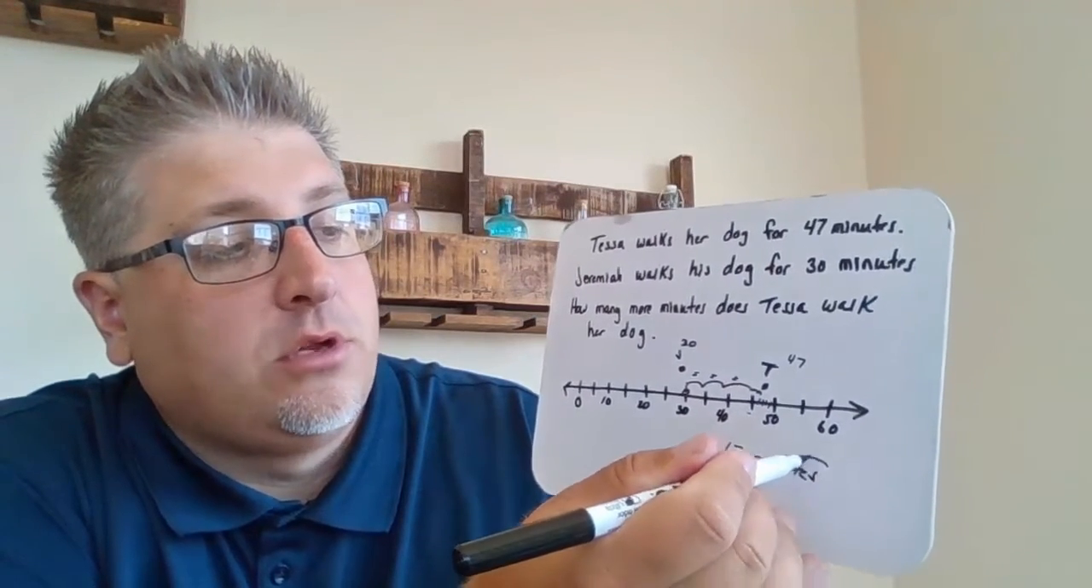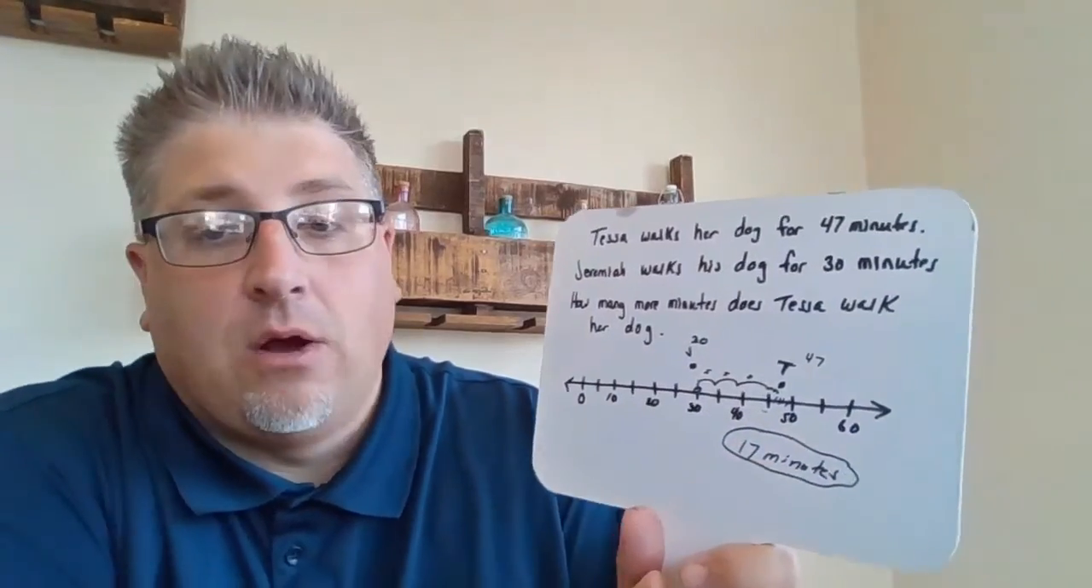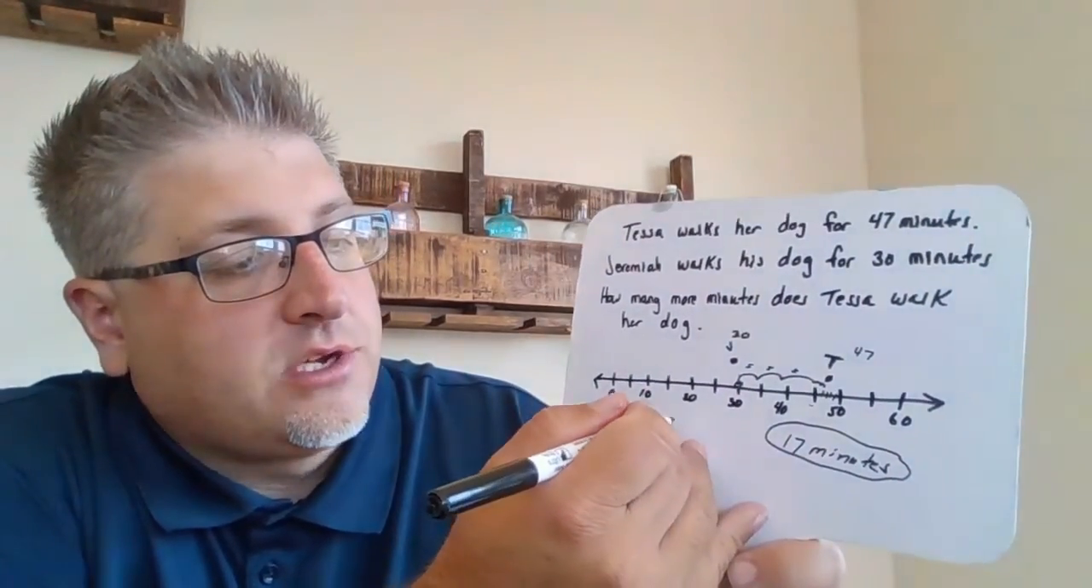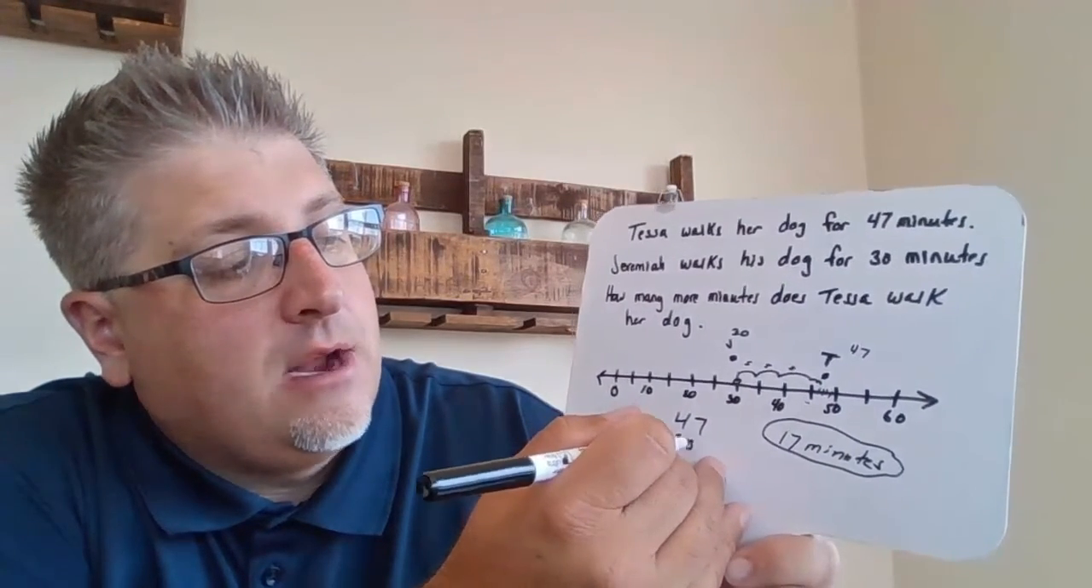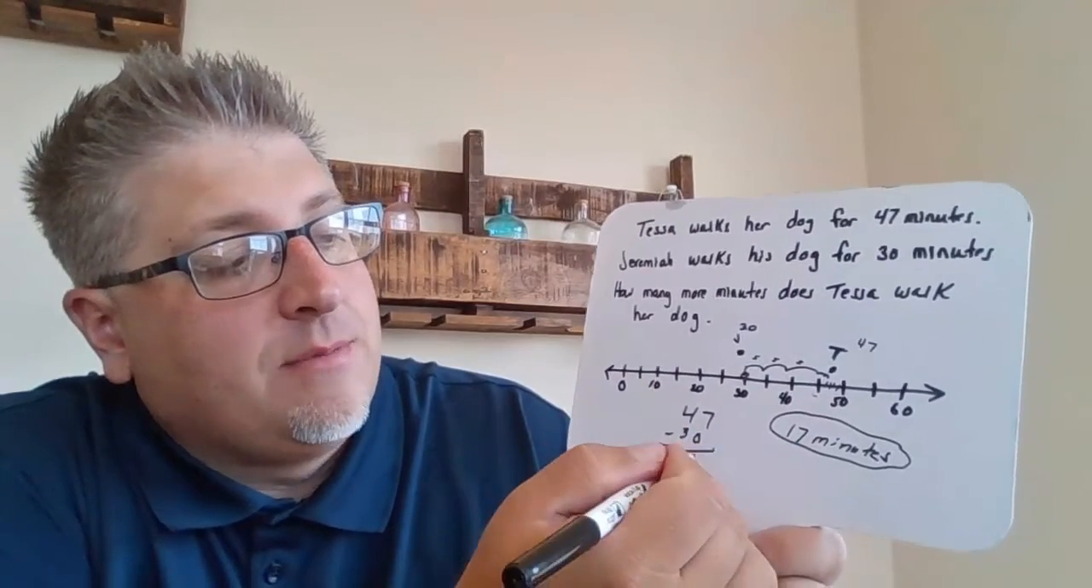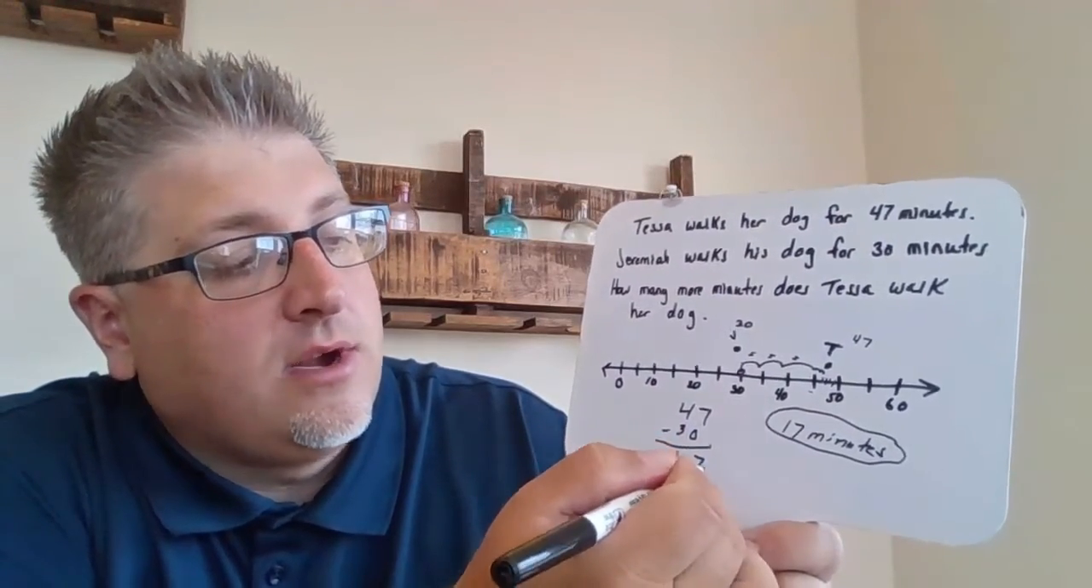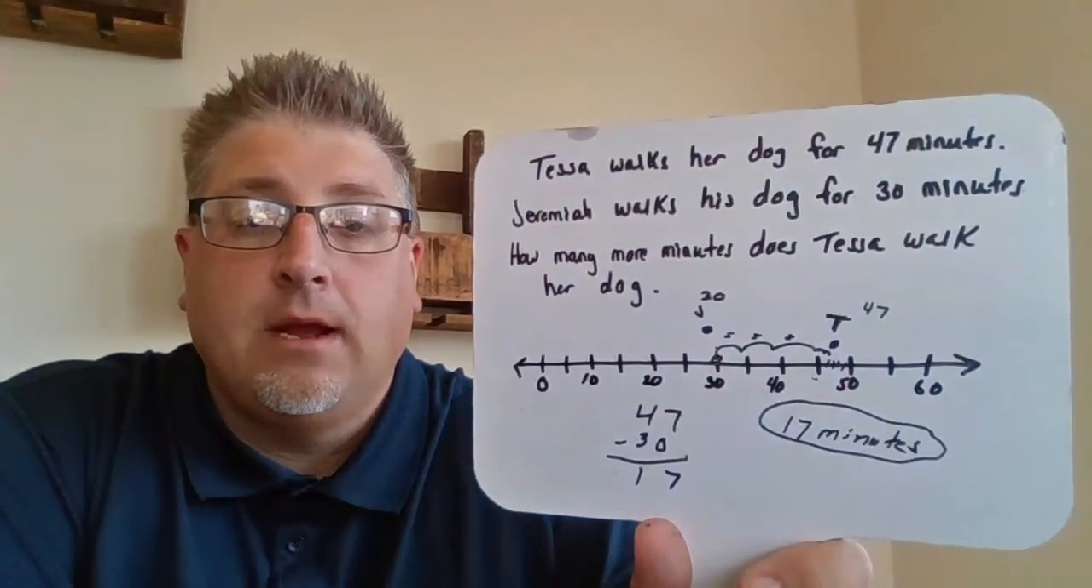And we just did a simple number line, and we figured that out. Like I said, if we really wanted to, we could just take 47 minutes that Tessa walked and 30 minutes that Jeremiah walked and just subtract them. 7 minus 0 is 7. 4 minus 3 is 1. And we would also get 17 minutes there. So I just wanted to show you how to use the number line and break things down. Sometimes it's easy to just use the math facts and do the addition and do the subtraction. And then sometimes, you're in a pinch, put that number line out there, plot some points, and then work from there.